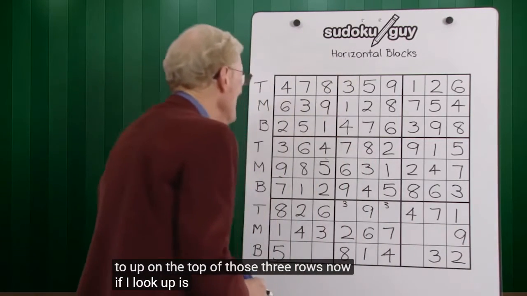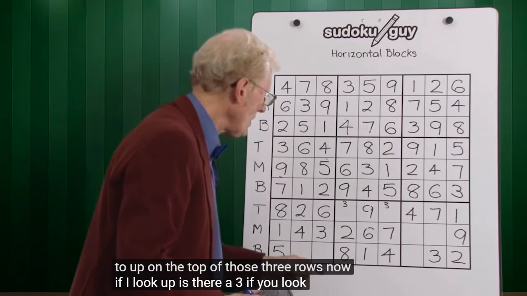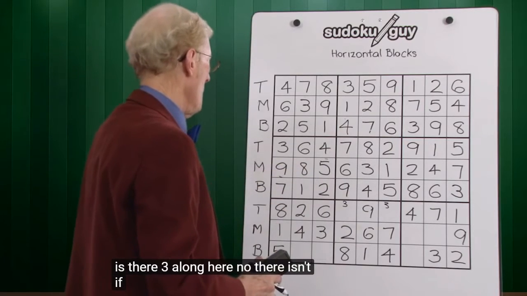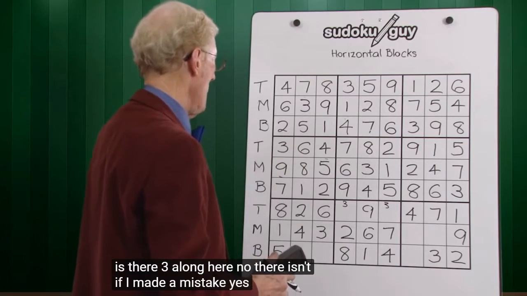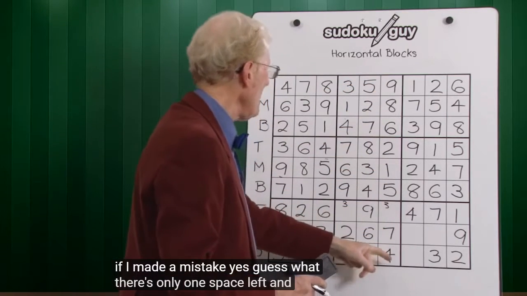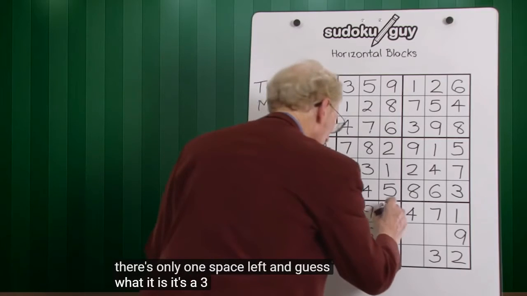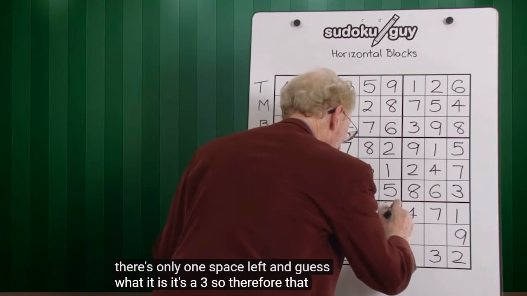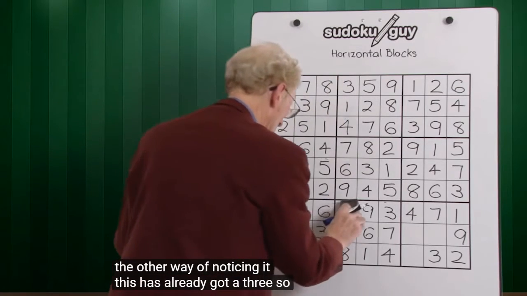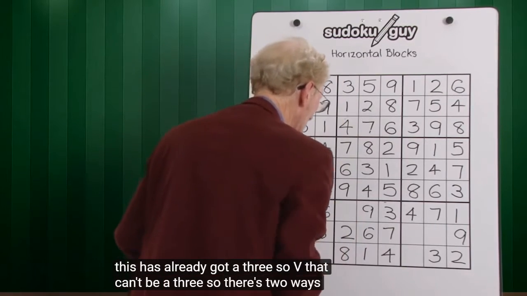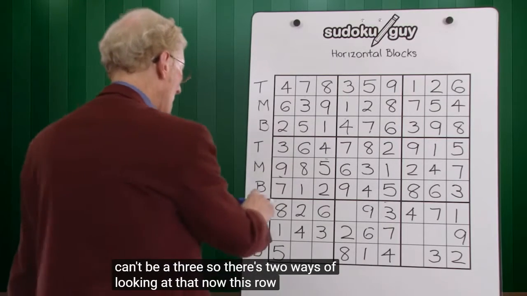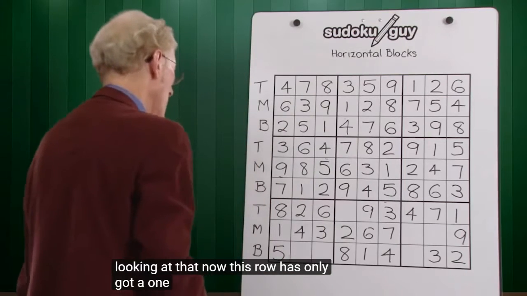Now, if I look up, is there a 3 along here? No, there isn't. Have I made a mistake? Yes. Guess what? There's only 1 space left. And guess what it is? It's a 3. So therefore, that has to be 3. That's one way of doing it. The other way of noticing it is that this has already got a 3, so that can't be a 3. So there's 2 ways of looking at that.